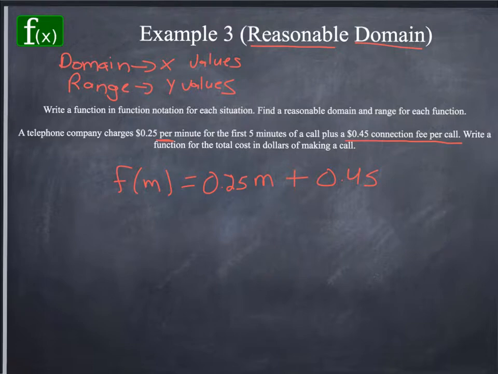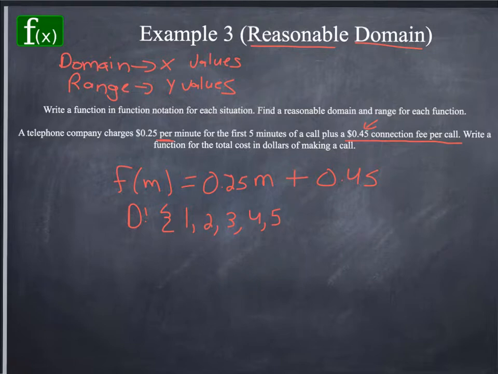So a reasonable domain value for this case would be starting at 1. We wouldn't have any negatives. We wouldn't have 0 either, because if we had 0, we'd still have to pay a connection fee, but we wouldn't even have a call, so it wouldn't make sense for us to talk 0 minutes. So 1 would be a reasonable domain, 2 would be a reasonable domain, 3 would be a reasonable domain, 4 would be a reasonable domain, 5 would be a reasonable domain.